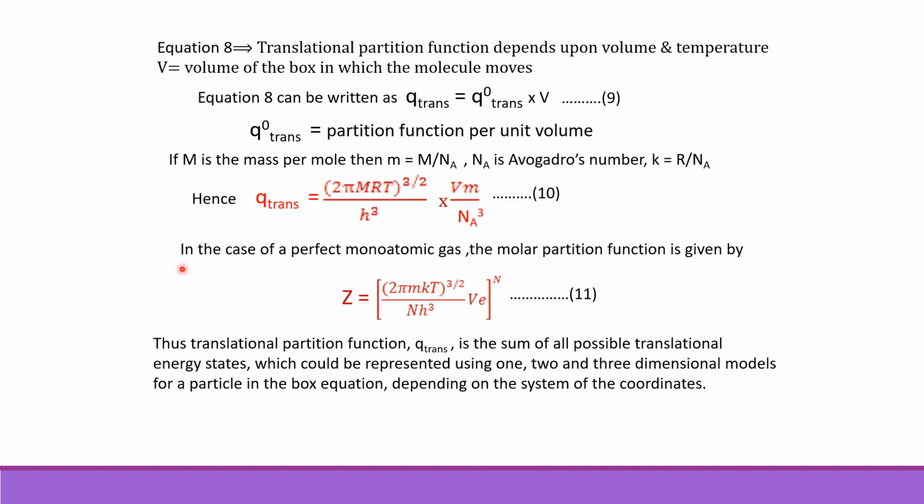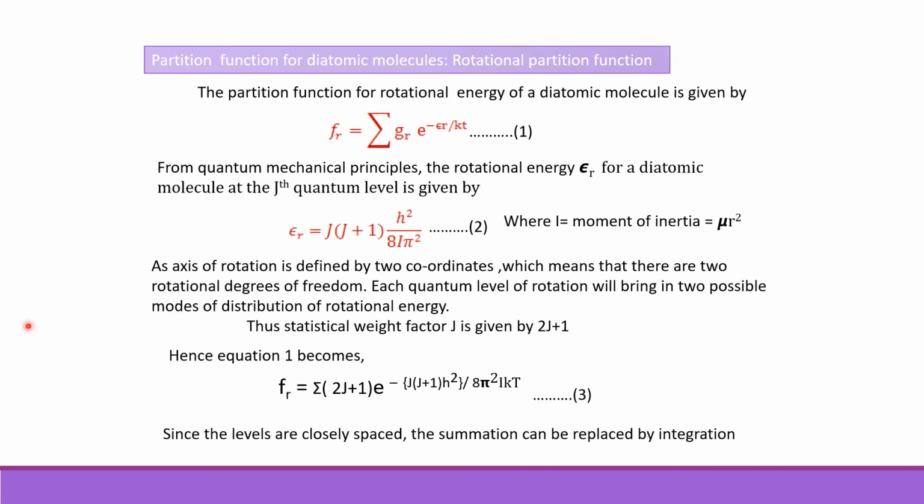This is equation 10. And in the case of a perfect monoatomic gas, the molar partition function, here we are representing the partition function by Z, is equal to (2 pi mkt raised to the power 3 upon 2 divided by h cube into Ve) whole bracket raised to the power n, divided by n. Thus, the translational partition function Q translational is the sum of all possible translational energy states, which could be represented using 1, 2 or 3 dimensional models for a particle in the box equation depending on the system of the coordinates.